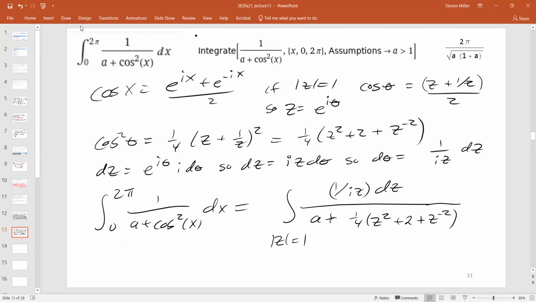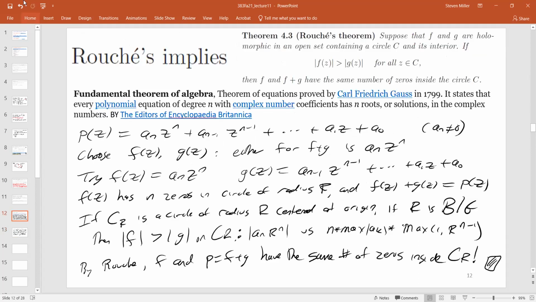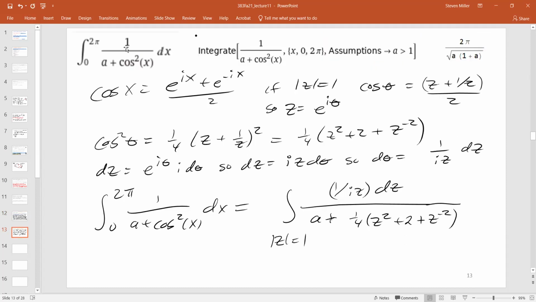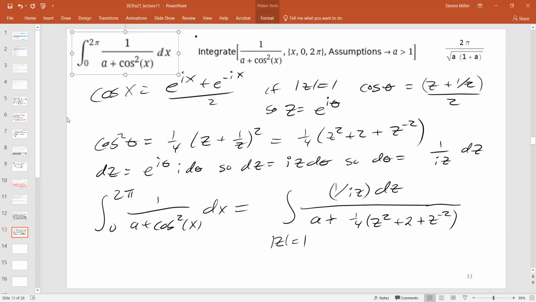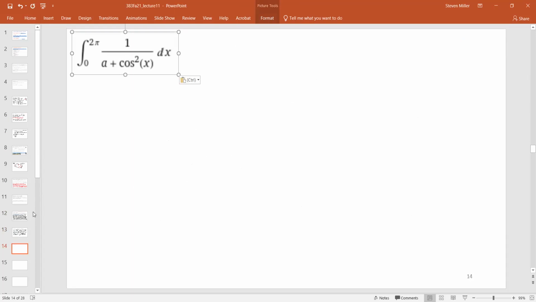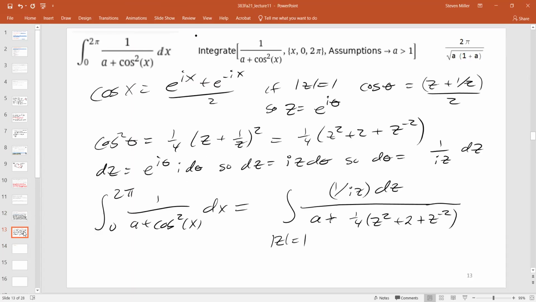Anybody have any other ways to do this? There is a better way. Yes? Well, because we're converting, we're writing z as e to the i theta. And as theta goes from 0 to 2 pi, this is the same as the absolute value of z equals 1, just going along that contour.